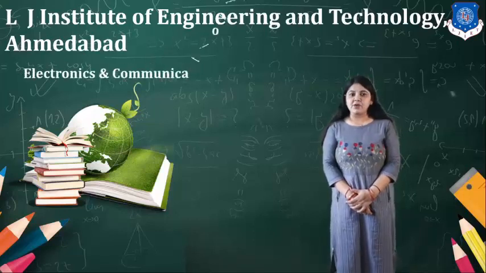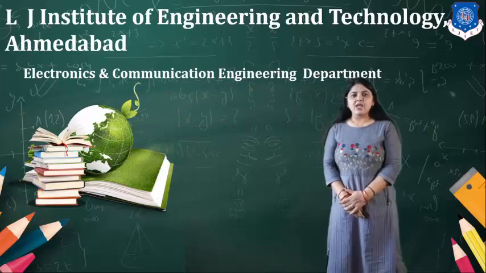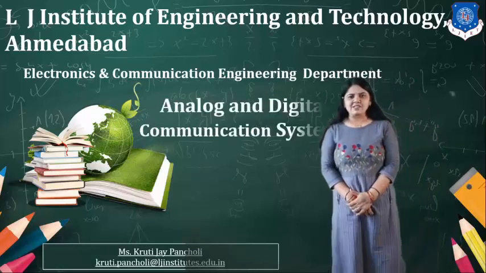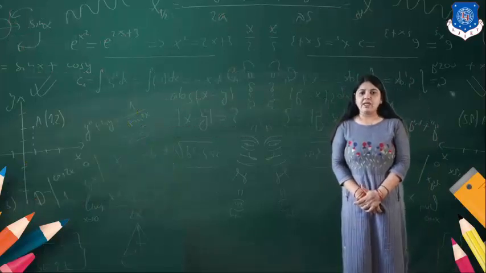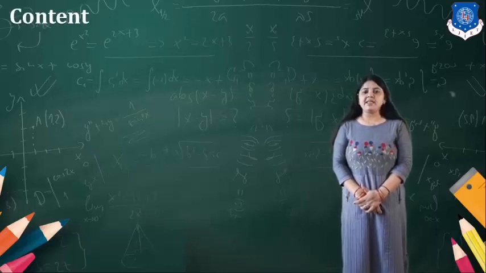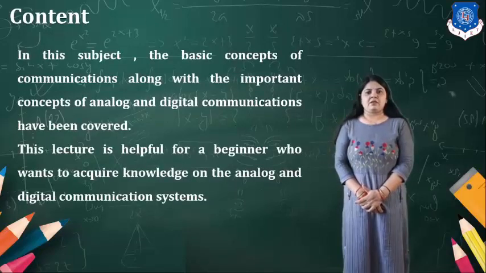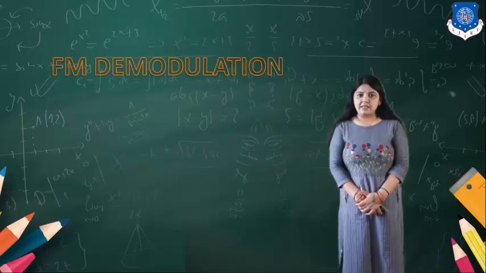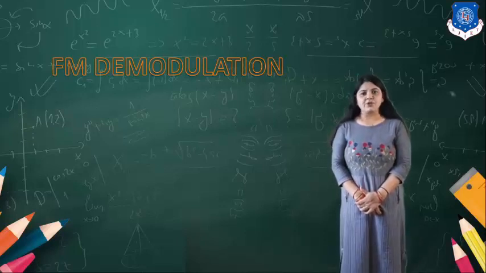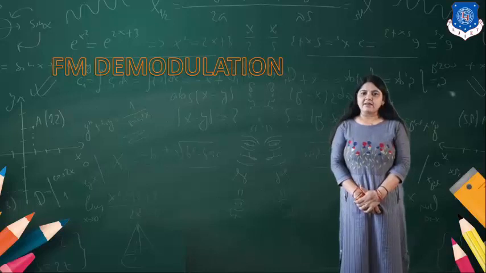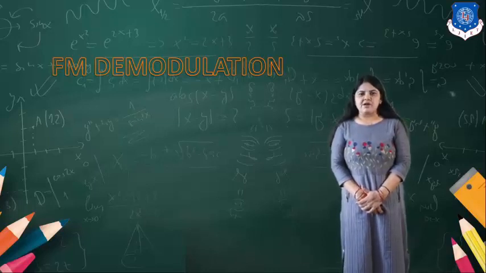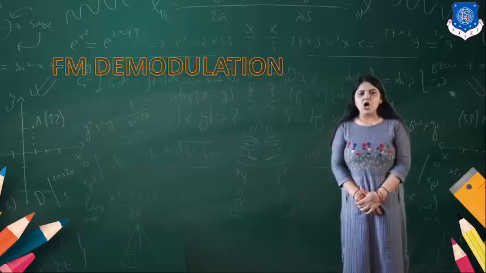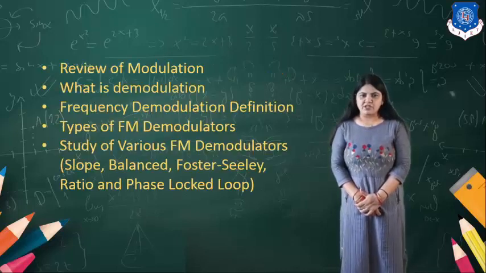This video is about the subject Analog and Digital Communication Systems. In the last video, we learned about various methods of generating FM signals. There are two methods, the direct method and the indirect method. Similarly, we need to demodulate the FM signals at the receiving end. So now, in this video, we are going to learn about a few methods of FM demodulation.